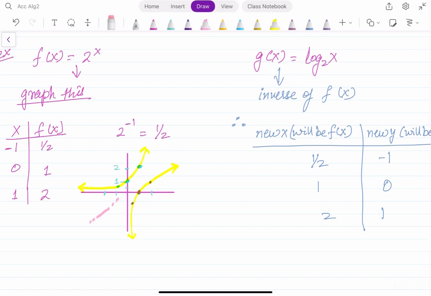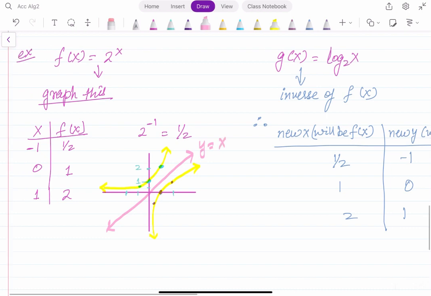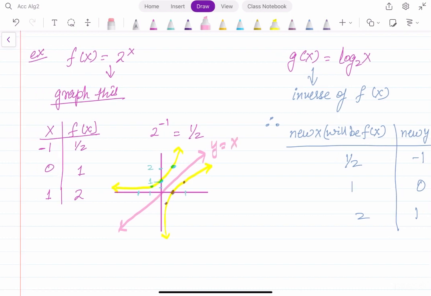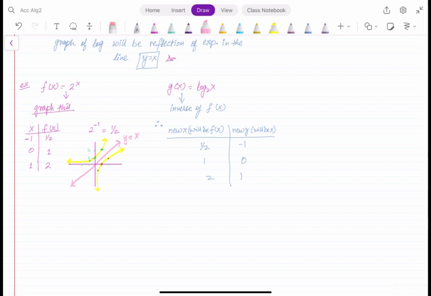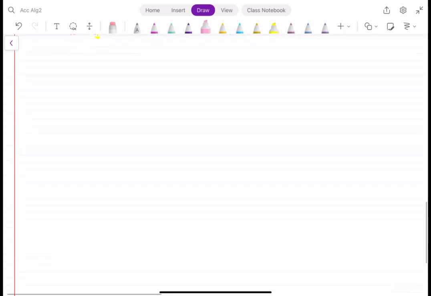Just for your understanding, I'm making it as a solid line so that you can see how the y is equal to x line should look like, and the log function is nothing but just a reflection of the exponential graph. So this is how you can graph all the log functions. And if there is any transformation related to the log function, the same thing will be taken care of. So first graph the exponential, and then change x and y, and that will be the rhythm of this.